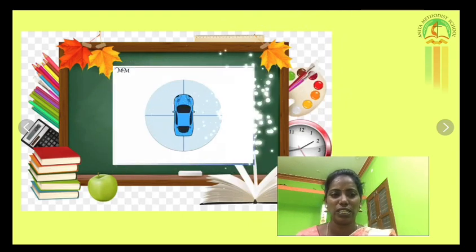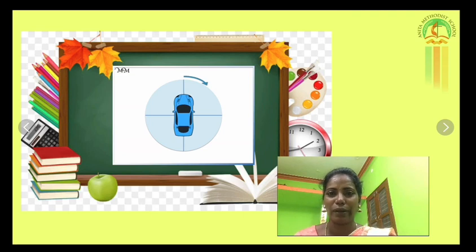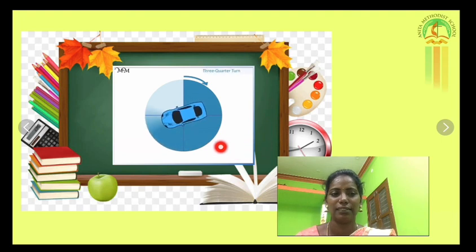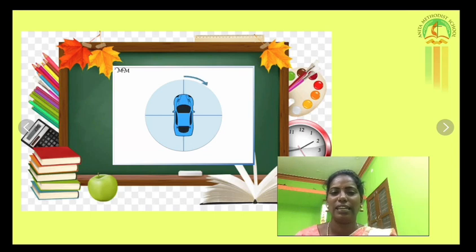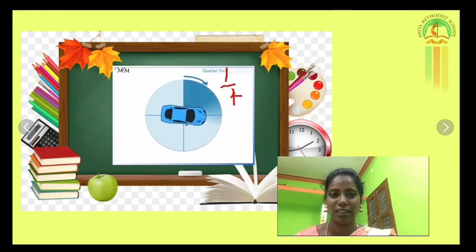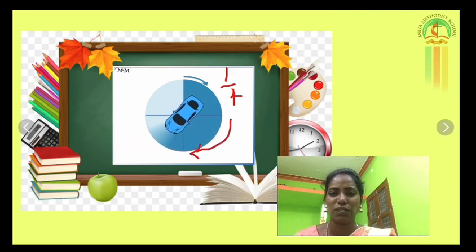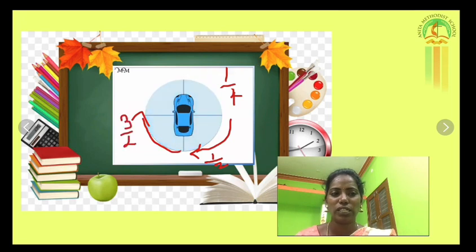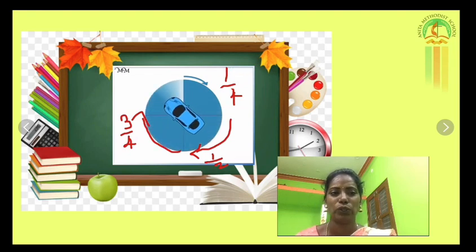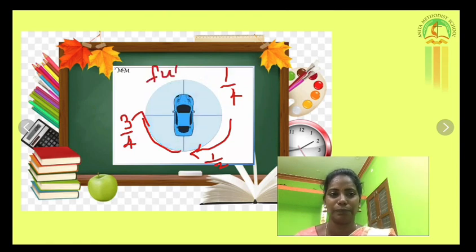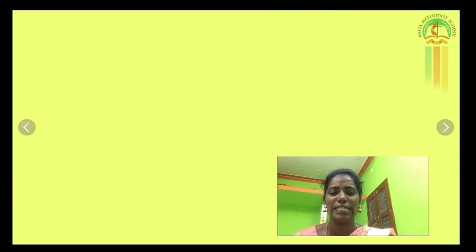Next, we are going to see half a turn and 3 by 4th turn. Look at the car turning. Okay, first it turns, what turn? 1 by 4. The upside down is called half a turn. The 3 by 4th is just opposite to the 1 by 4th turn. The full turn: when the car rotates, it gets the same position as before it turns. It finishes a full turn.